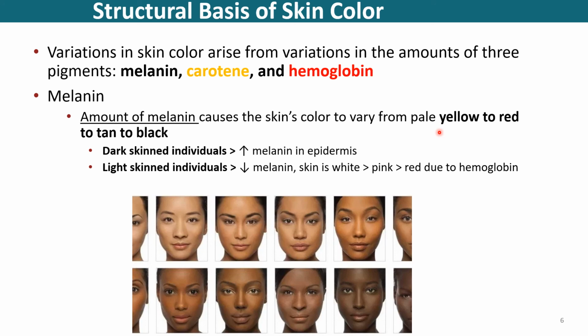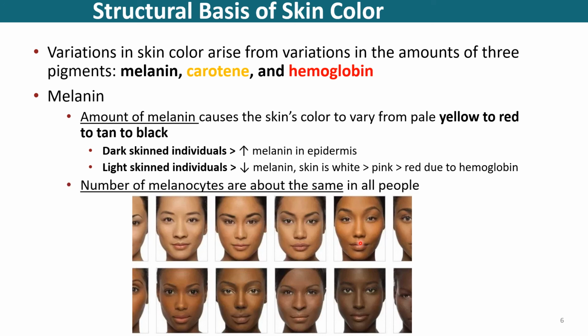We'll look just kind of quickly at melanin here first. Melanin, we said yellow to red or tan to black. So we'll see quite a variation in people. Dark-skinned individuals are going to have more melanin in their epidermis, and lighter-skinned individuals will have less melanin, and their skin will be more white, pink, or red. The red hue is going to be mostly due to that hemoglobin, which is going to take over for the lack of melanin. What's interesting, though, is that these individuals have the same amount of melanocytes, or the cells that produce melanin. What differs among them is the amount of melanin that's in those cells.